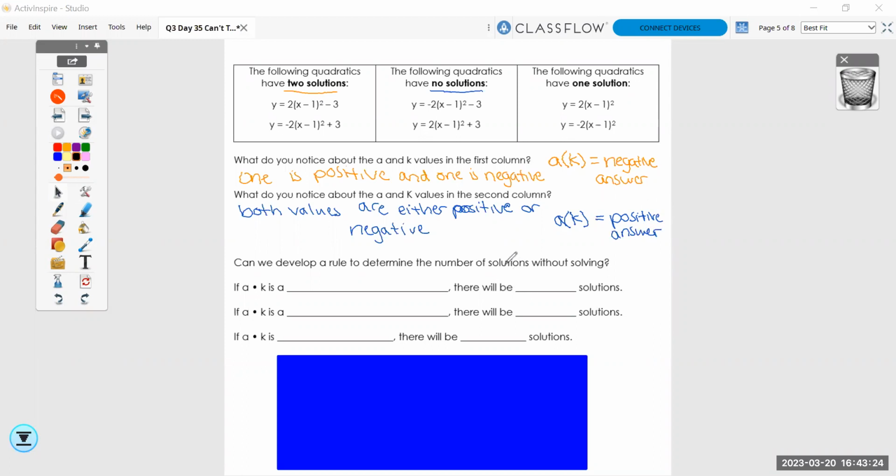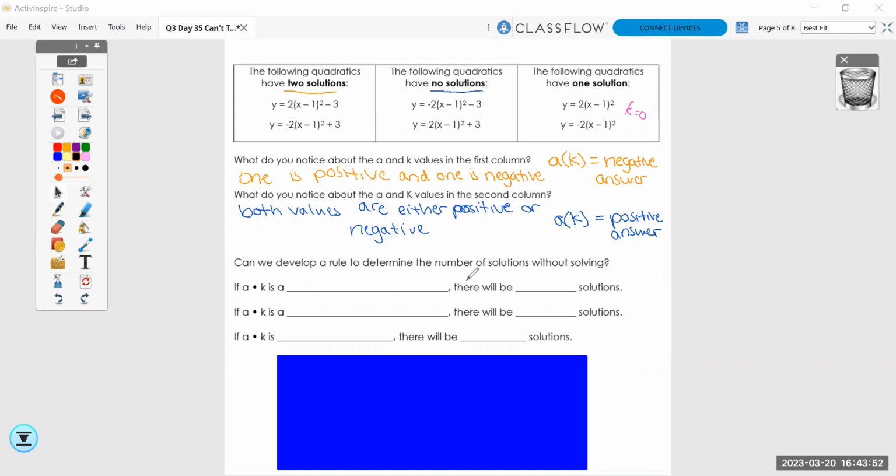Okay, and then in the last one, we see that our A is positive or negative, but our K is 0. So I'll just put that up here. We don't have a space for that, but our K up here is 0.